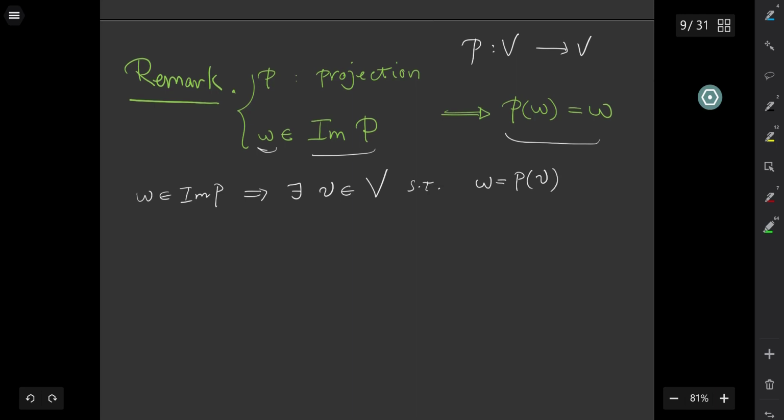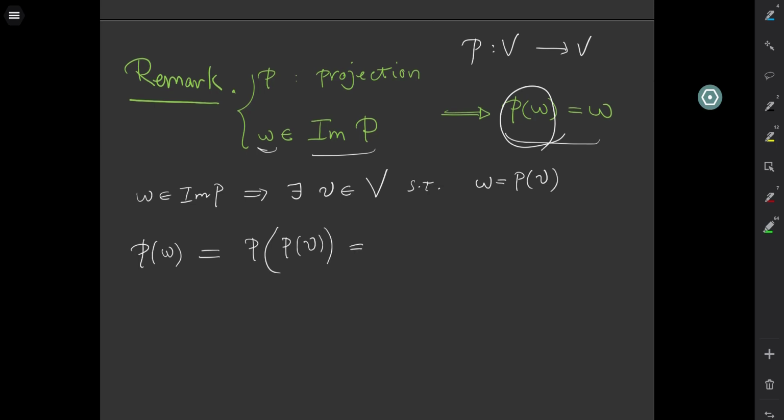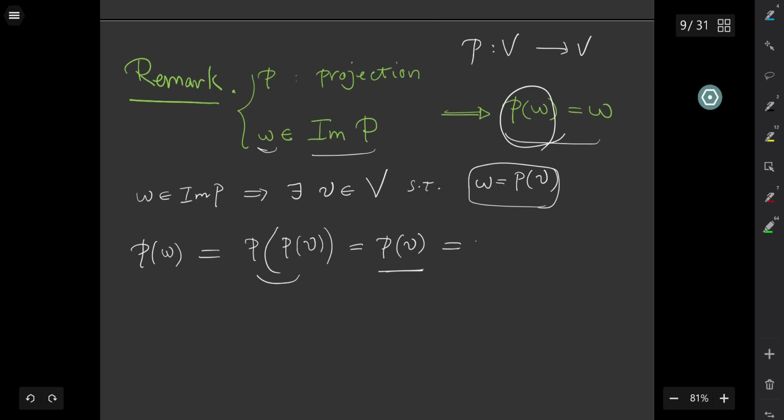So we are trying to get more information about P of W. Let's calculate. P of W is P of PV, and this is equal to, by the properties of the projection, applying this projection 2 times is equal to applying it once to one vector. So we just got that it is PV, just W. So we just proved their remark.